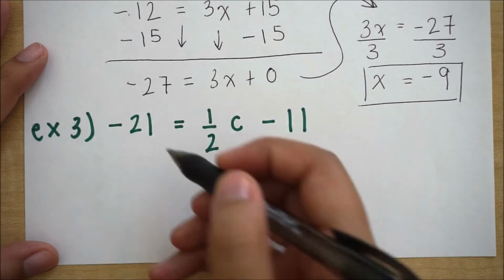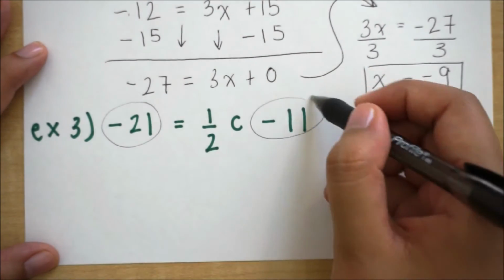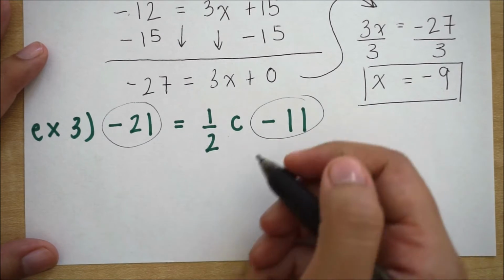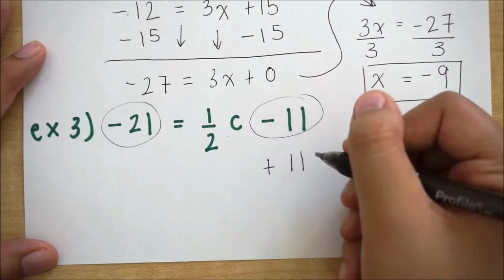All right, so let's go ahead and do example 3. So the like terms are negative 21 and negative 11. We can go ahead and combine it. Our goal is the same, which is to isolate the variable c.